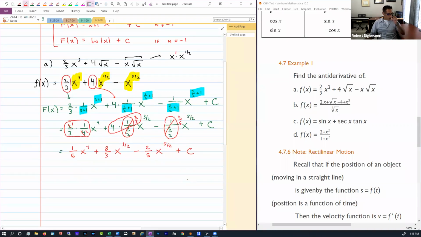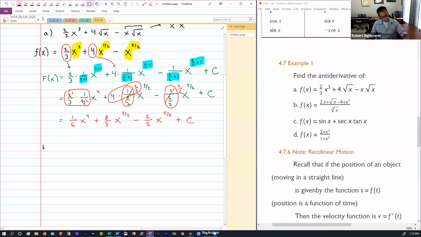All right, for part B, we have a different looking function. We have 2x plus root x minus 4 plus x cubed, all of that divided by cube root of x. Okay, so Omar, is Omar here?